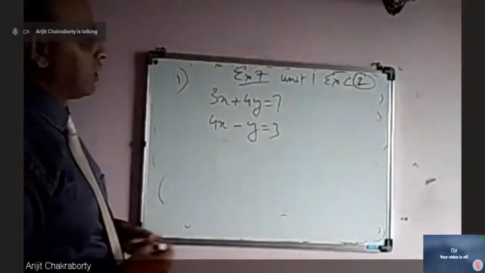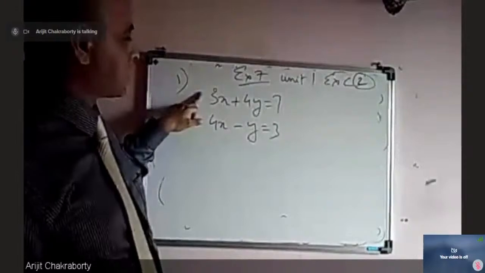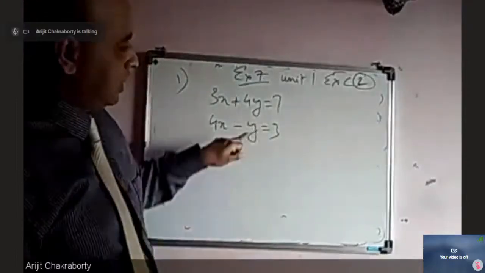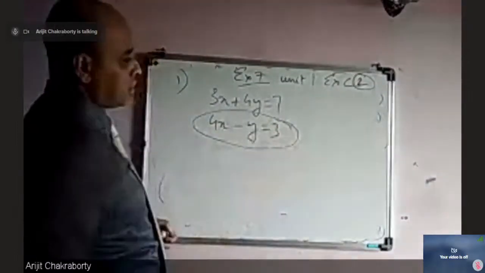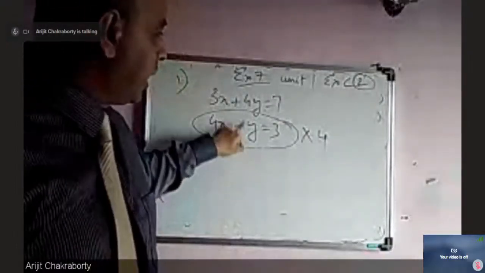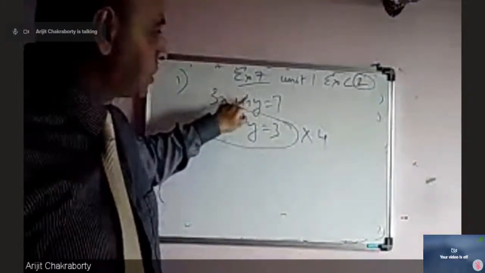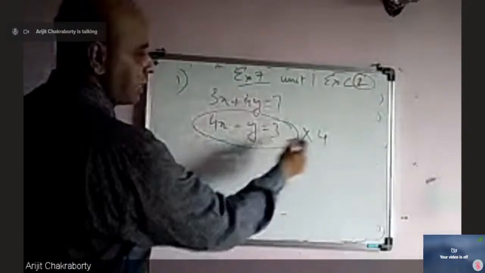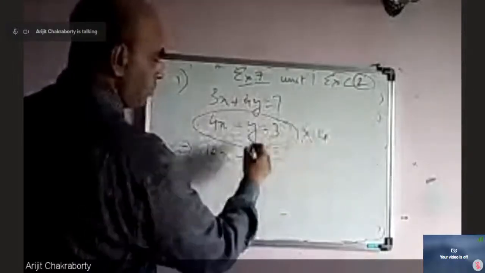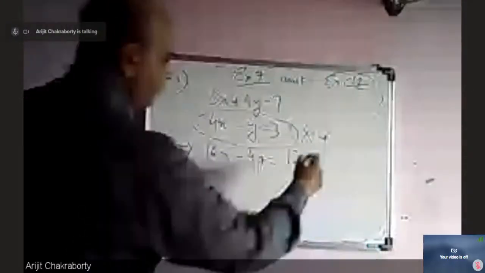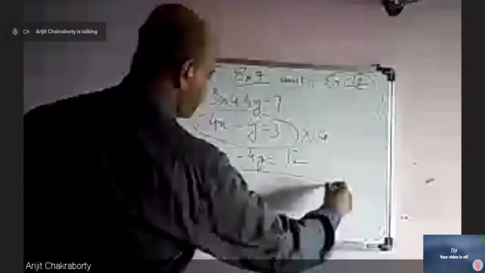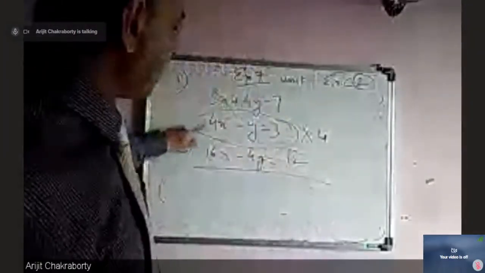So the simple way is, you have 4y here, so let us try to knock off y. Let us multiply this equation by 4, so that my objective is to get 4y, and I will knock it out with this one. So this equation into 4 gives me 16x minus 4y equal to 4 into 3, 12. And I already have 3x plus 4y equal to 7. So I am now adding the two equations.